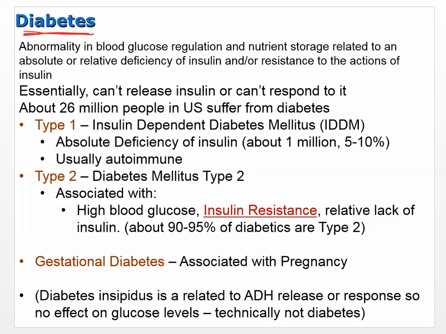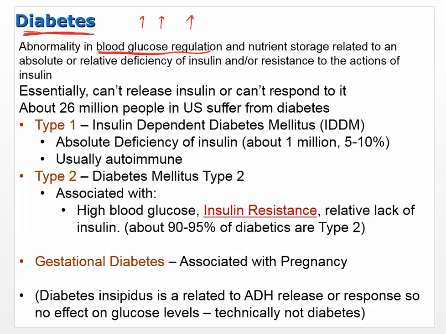Diabetes in general came about because it was shown that there was an increase in urination, an increase in thirst, and we also see an increase in blood glucose. Okay, so diabetes now is an abnormality, and we sort of focus on this. It's an abnormality in blood glucose regulation, and nutrient storage related to an absolute or relative deficiency of insulin.